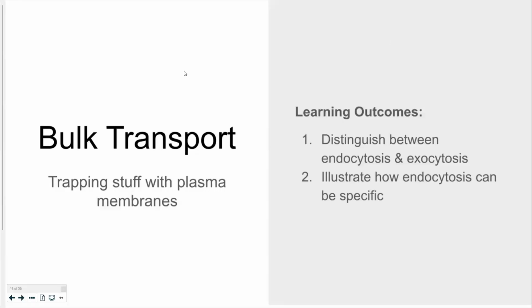All right, this is our last section for our membranes, where we're gonna talk about bulk transport. So we are gonna move a lot of stuff all at once. We can move stuff into the cell with endocytosis. Endo means inside. Exocytosis, exo means outside. So we can move stuff out of the cell.